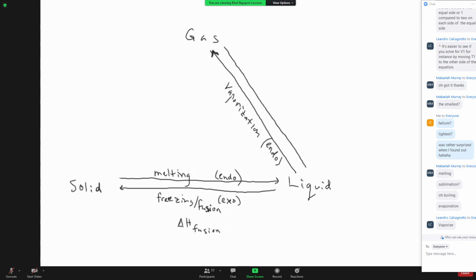And to go from a gas to a liquid, this is an exothermic process. You're giving off heat. Correct. We have, and you guys see it every morning on your windowsill, condensation. Okay. The delta H to go from liquid to gas is called the delta H of vaporization.